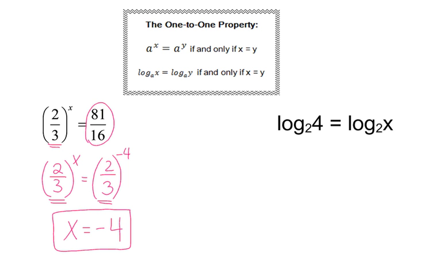Last example for the one-to-one property. Like I said, it still works with logarithmic expressions as long as you have like bases. So log base 2 of 4 equals log base 2 of x. Because I have a log expression with like bases on both sides, I can set whatever I'm taking the log of equal to each other, which ends up giving me the value x equals 4.